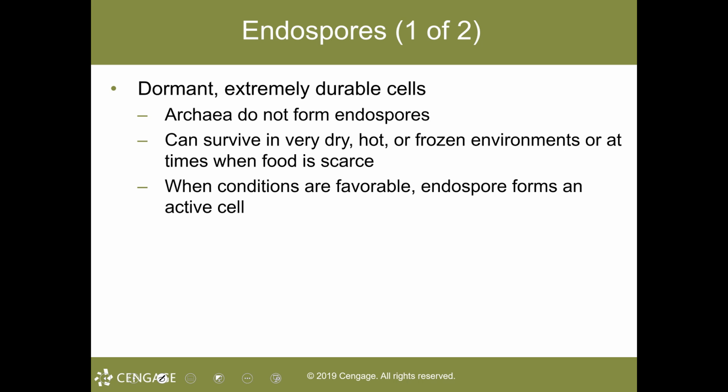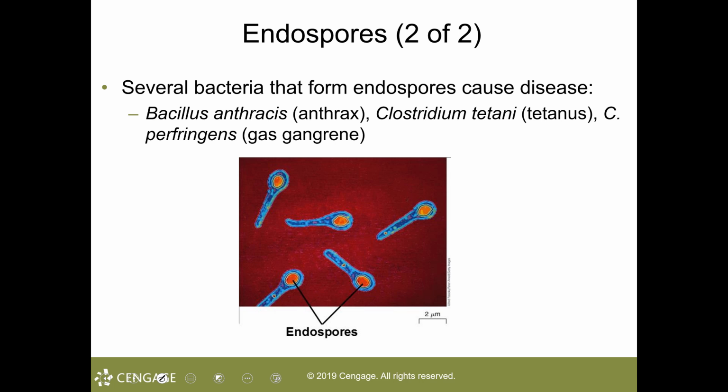On to now things known as endospores. So with endospores, these are extremely durable cells, and they are dormant. So what happens is they can survive in very dry, very hot, or even frozen environments at times when food is scarce. And as the conditions become favorable, those endospores can then form that active cell. And of course, Archaea do not form any endospores. So if the bacterium forms endospores, it is likely that that bacterium causes disease, such as Clostridium tetani from tetanus, Clostridium perfringens, or gas gangrene, or even Bacillus anthracis or anthrax.